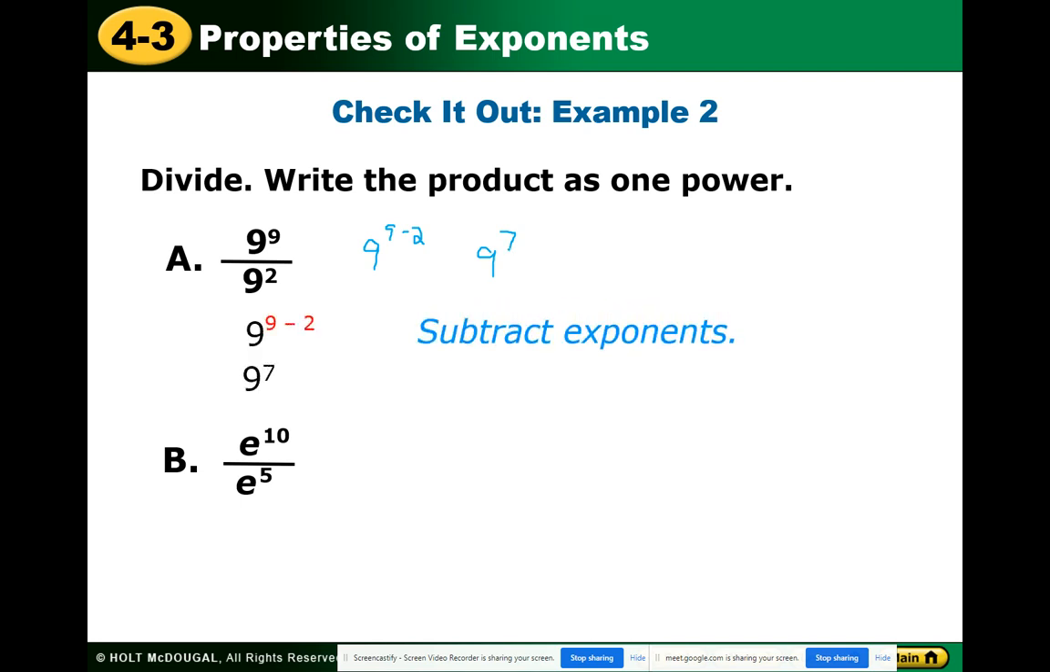You can go ahead and just tell me the answer here. Let's go to Connor. Go ahead and just tell me the answer here for B, Connor. All right, I like the answer. How did he get to e to the 5th power? What did he do, Michaela?